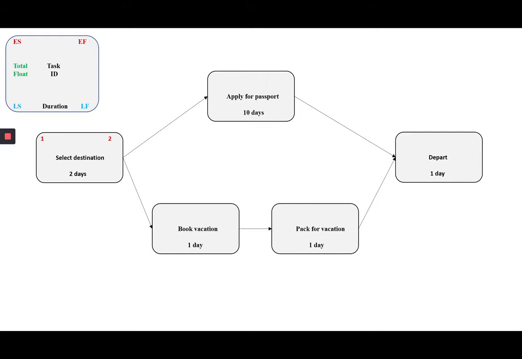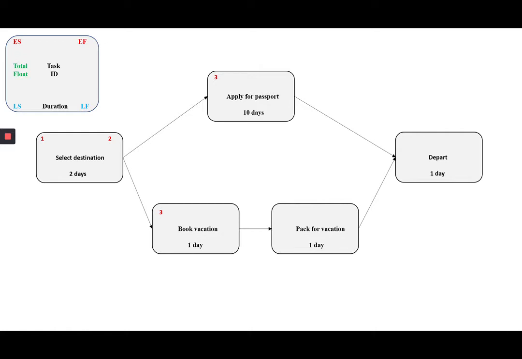Now at this point, there are 2 tasks that are dependent upon the completion of select destination. These 2 tasks are apply for passport and book vacation. So they may start as soon as select destination is complete. In this case, they start at the start of day 3, which is calculated as the early finish plus 1 being the early start of the next. So the start of day 3 and the start of day 3. Notice they both start together, which makes sense. If you look at the dependencies, that makes sense.